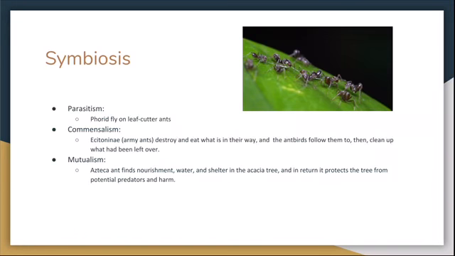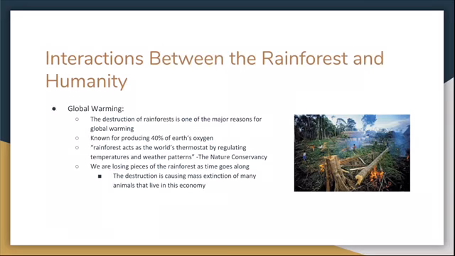A third example of symbiosis is mutualism, which could be the Azteca ant, which finds nourishment, water, and shelter from the acacia tree, and it returns it by protecting the tree from any predators or harm. And up in the corner is a picture of the ants.